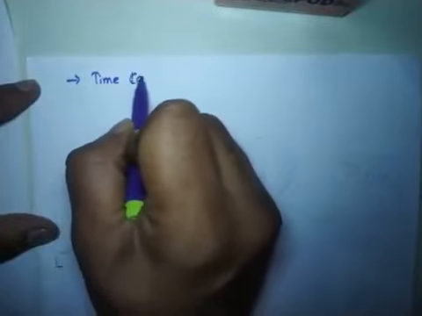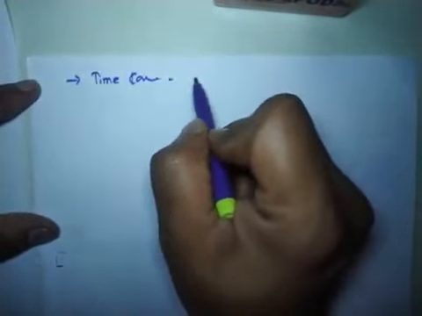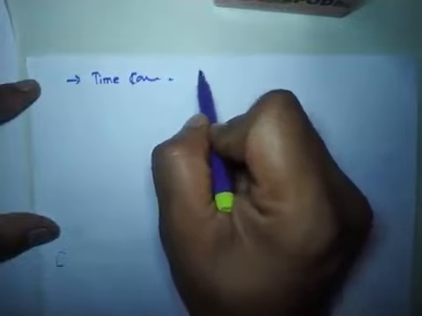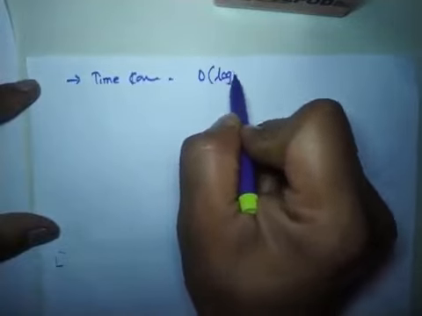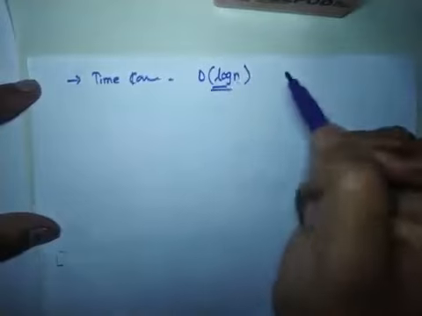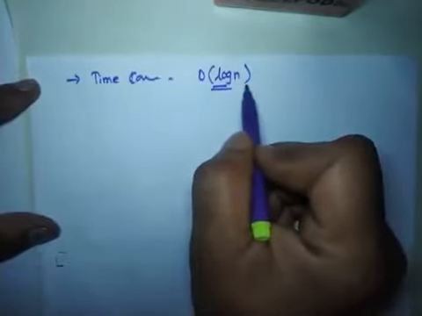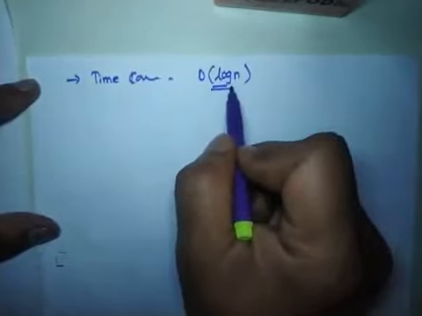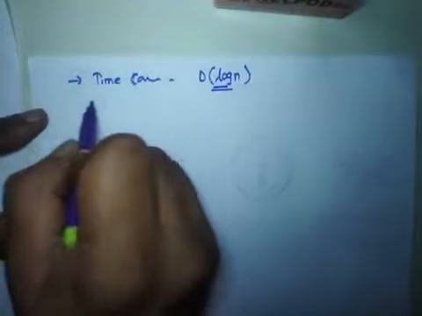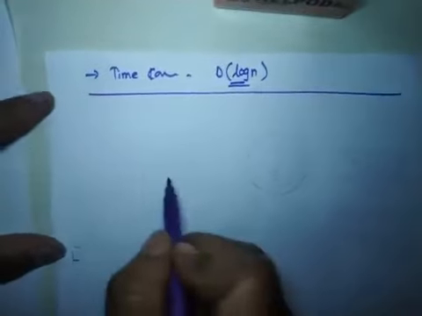So now friends, what we are going to do? We are going to discuss the time required, or time complexity, of binary search. That is, I already told you, big O of log n. So why is it logarithmic? Why does the binary searching technique take log n time? I'm going to explain why it is logarithmic.